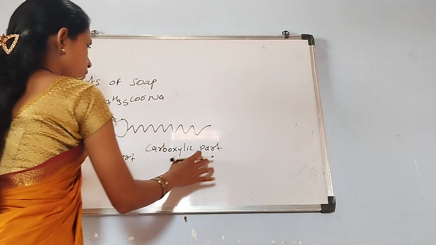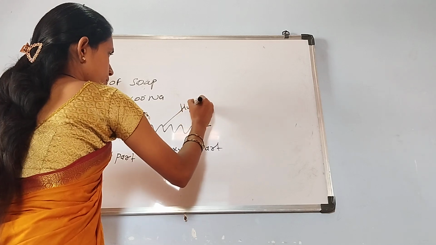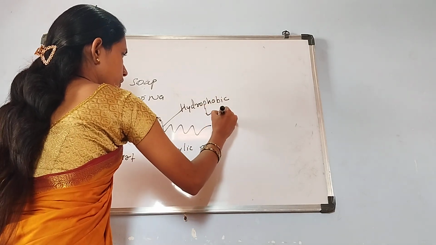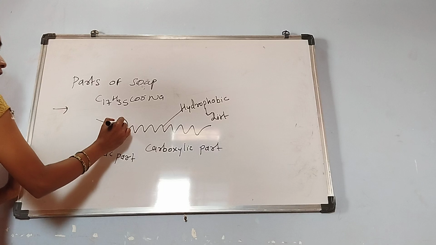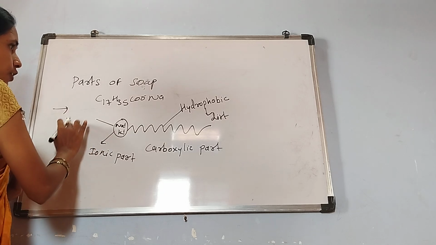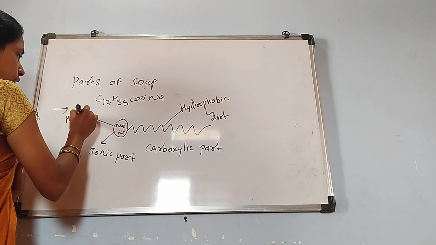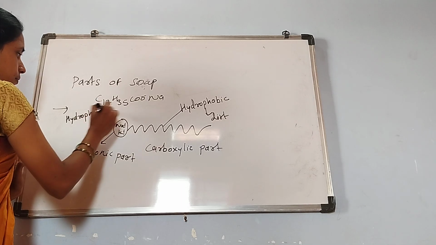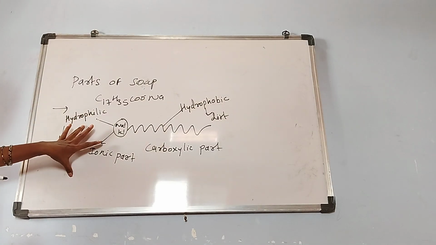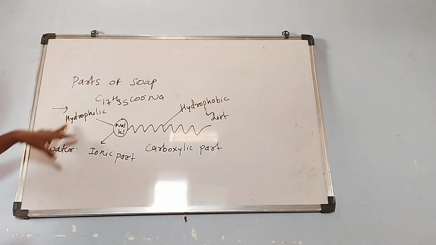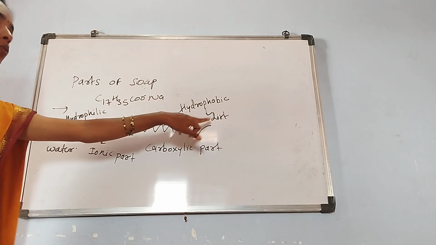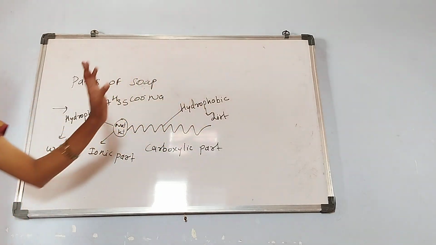Okay, so this carboxylic part we call the hydrophobic end. It is attracted towards dirt. This ionic part has ions, sodium and potassium, so we call it the ionic part, and it is the hydrophilic end. It is attracted towards water. So this ionic part is the hydrophilic end because it is attracted towards water, and this other end is repelled by water and attracted towards dirt, so we call this end the hydrophobic part.